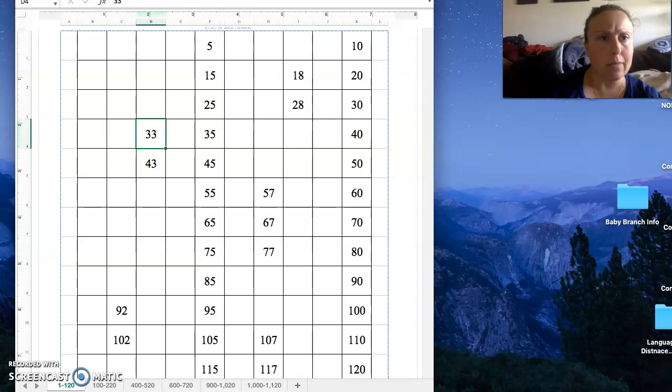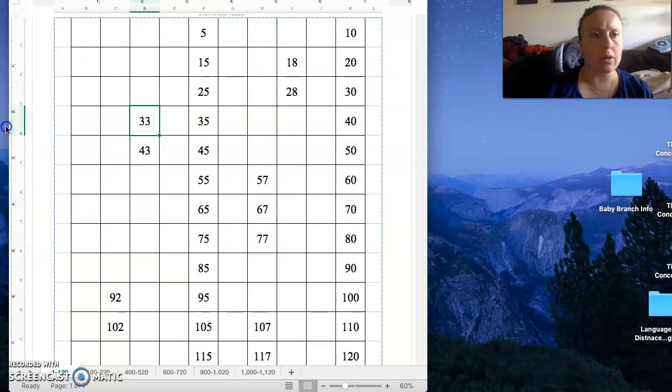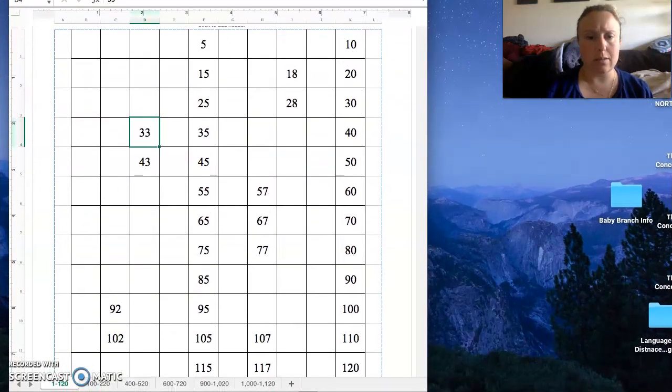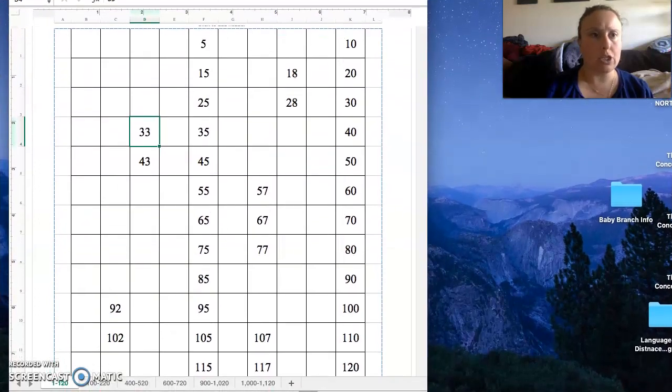So let's see if Mrs. Smith can outline the target number. She's not sure she can do this, but she's going to try. All right. Well, I'm not sure how to do it, guys.